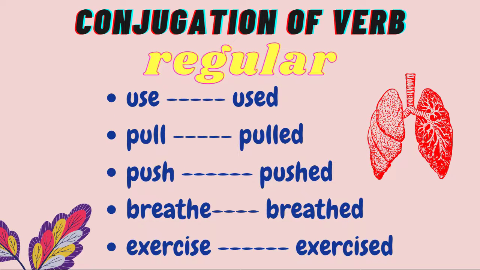Now let's conjugate these verbs. As I said before, we have regular verbs. We just add d, ed, or ied to the end of the verb. Here we have the verb use, used; pull, pulled; push, pushed; breathe, breathed; and exercise, exercised. These are regular verbs.